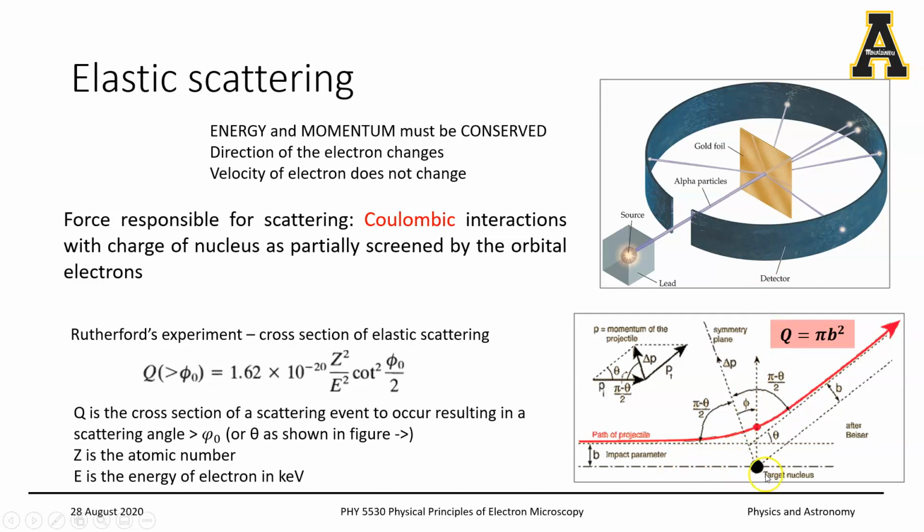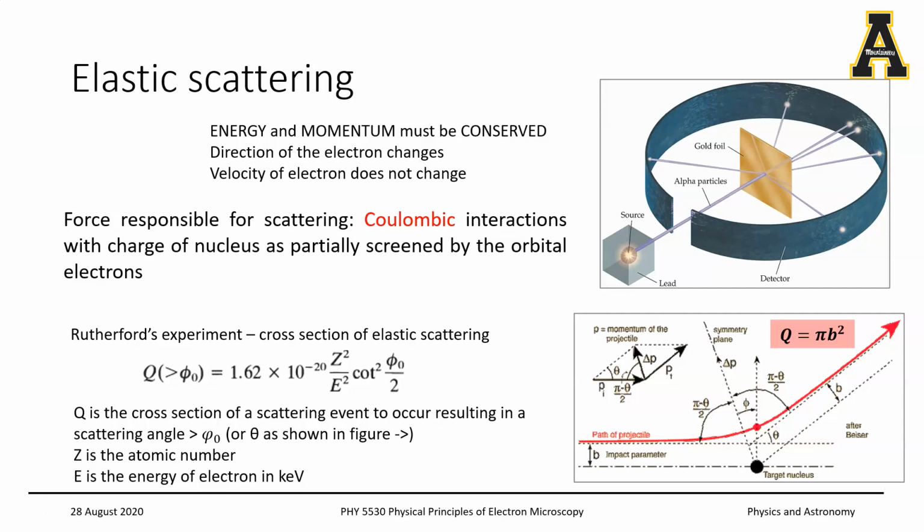You have the target nucleus, right? And then you have a particle. In Rutherford's experiment, it was an alpha particle, but let's talk about electrons because we are looking at electron microscopy. So this is the target nucleus of your sample. Your electron comes along this direction. The closest perpendicular distance that the electron comes to the nucleus is defined as the impact factor. And the angle by which the electron is deflected from its initial path is called the angle of scattering.